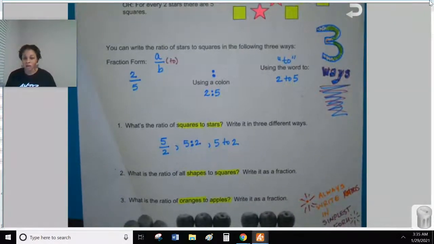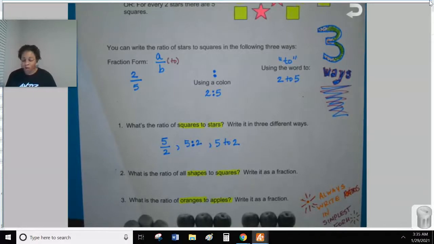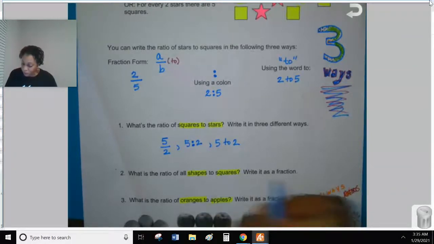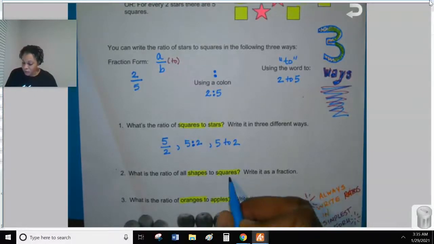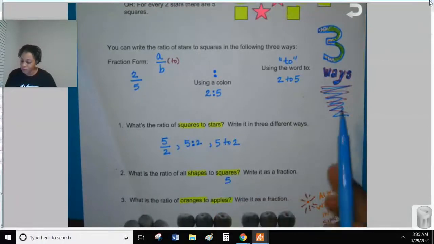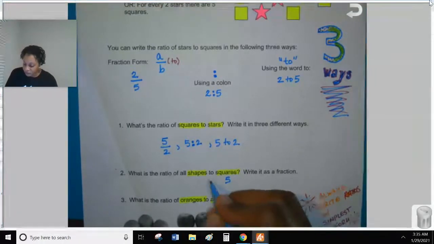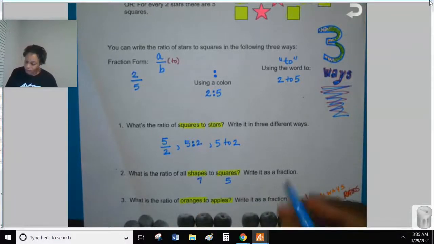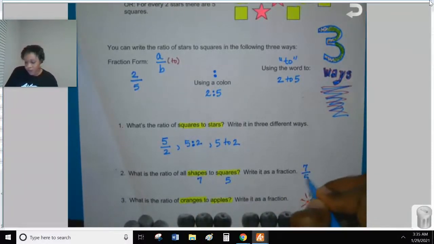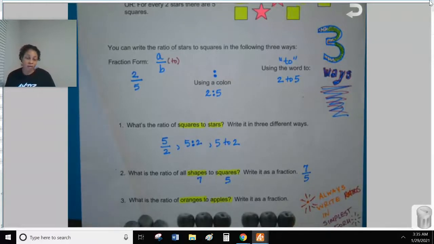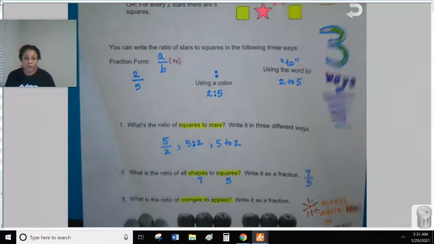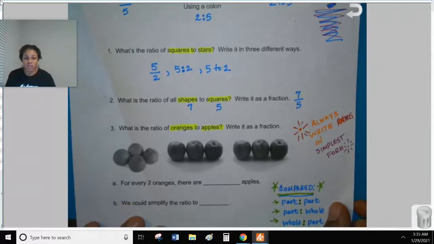What is the ratio of all shapes to squares? So when we say all shapes, that means we want to count the total, everything, to squares. Well, we know, write it as a fraction. We know that there are 5 squares. How many total shapes? 5, 6, 7. There would be 7 shapes. So in fractional form, that would be 7 over 5, but we're going to say 7 to 5, okay?